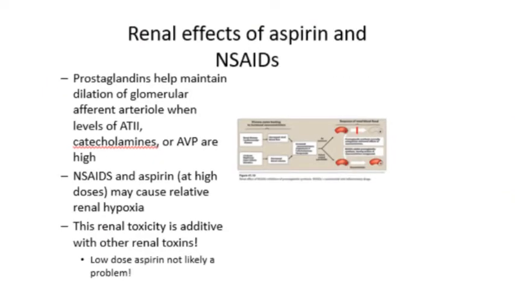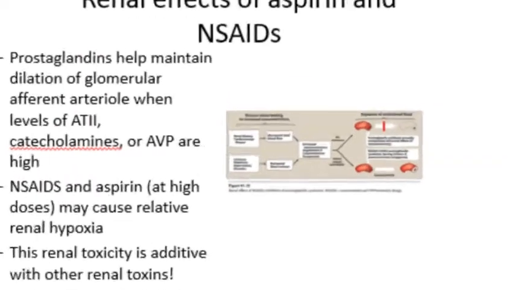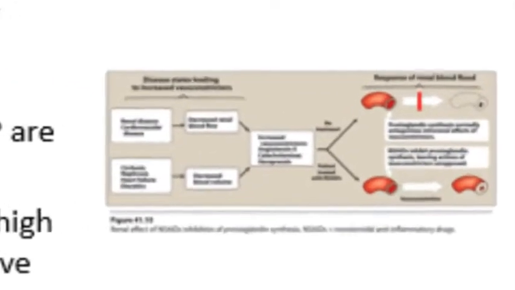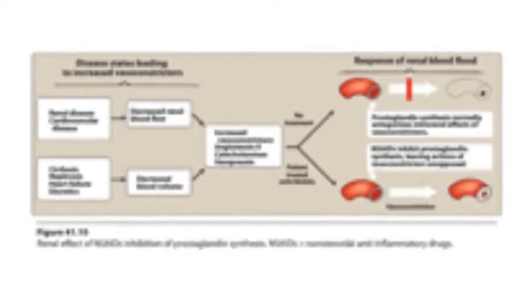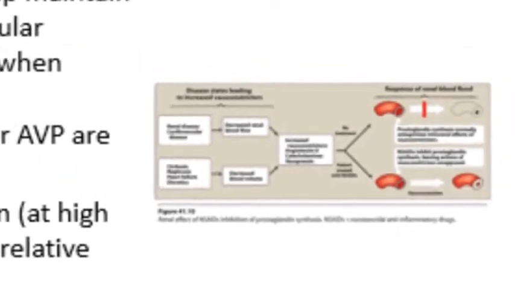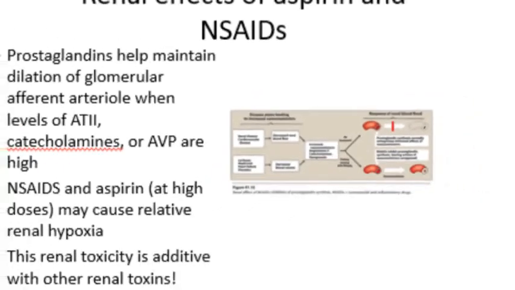In addition to decreasing sodium and water retention, prostaglandins help maintain dilation of the afferent glomerular arteriole, which is really important when renal arterial stenosis or cardiovascular disease limit renal blood flow, or when hepatic cirrhosis, heart failure, or excessive diuresis lead to loss of circulating blood volume. This loss of perfusion pressure can both reduce filtration pressure and cause relative renal hypoxia. Low-dose aspirin is unlikely to cause significant alteration of renal hemodynamics.